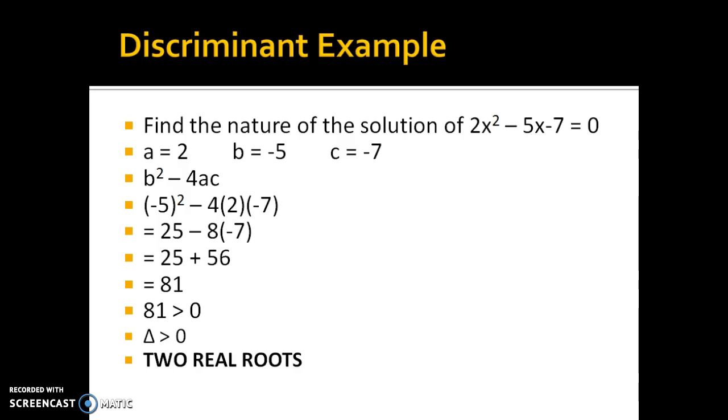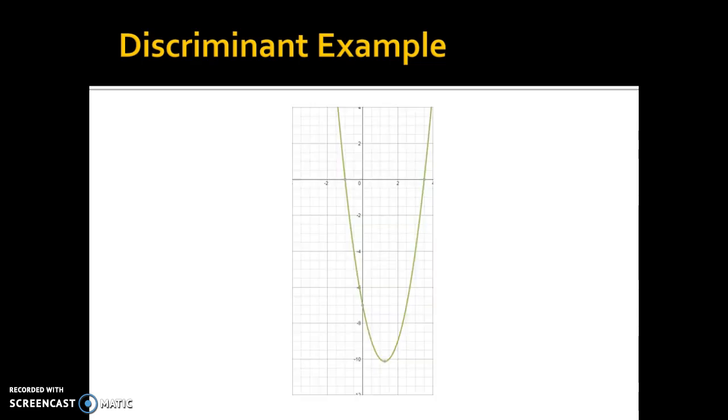So what does it mean by 2 real roots? Well, it goes through the x-axis 2 times. If I graph it, here's the graph of that expression, and you'll see that it goes through the x-axis 2 times, which means that there are 2 real roots. So that is how you find the discriminant and how you use it to determine how many roots there are.